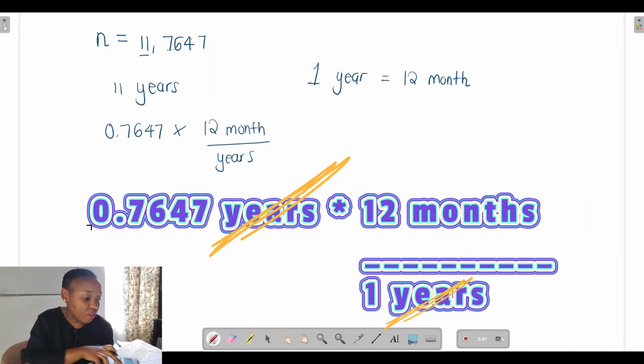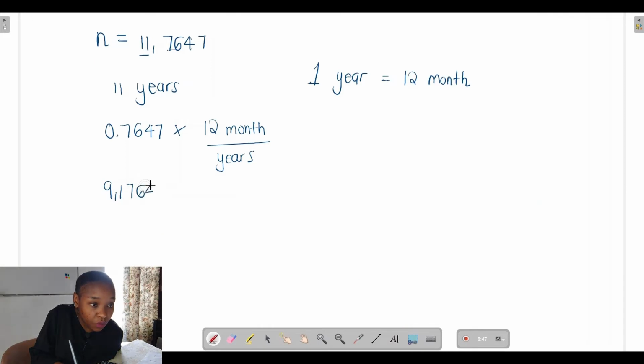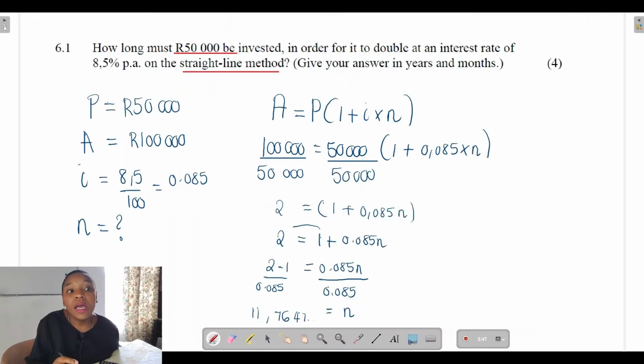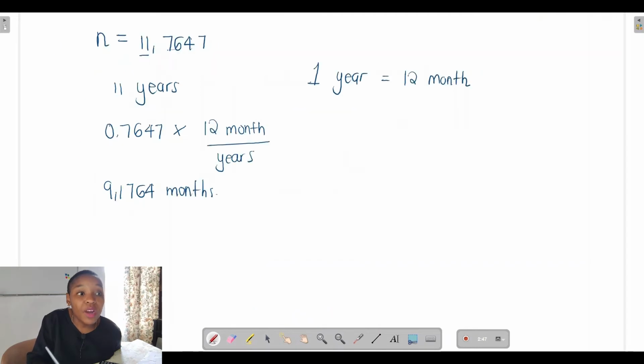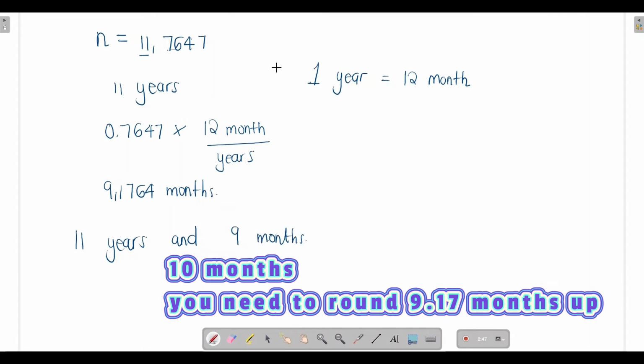0.7647 multiplied by 12 months, what do you get? You get 9.1764 months. Okay, right. So in total, how long then must this 50,000 be invested? It needs to be invested for 11 years and 9 months. Right. Let's go into the next question.